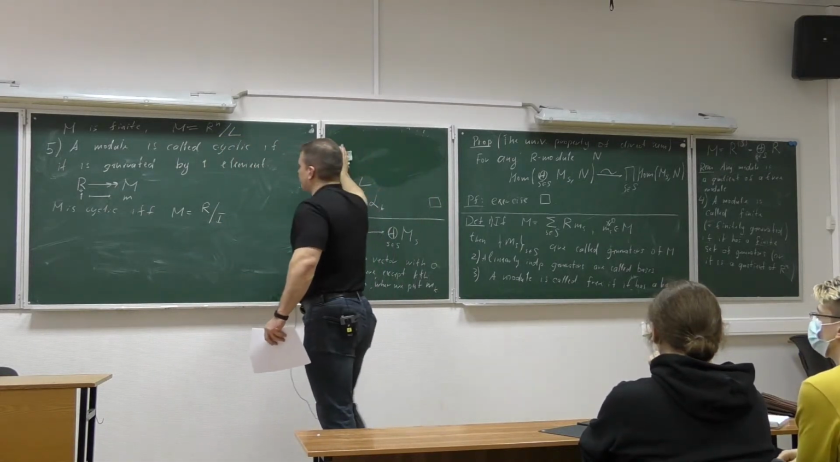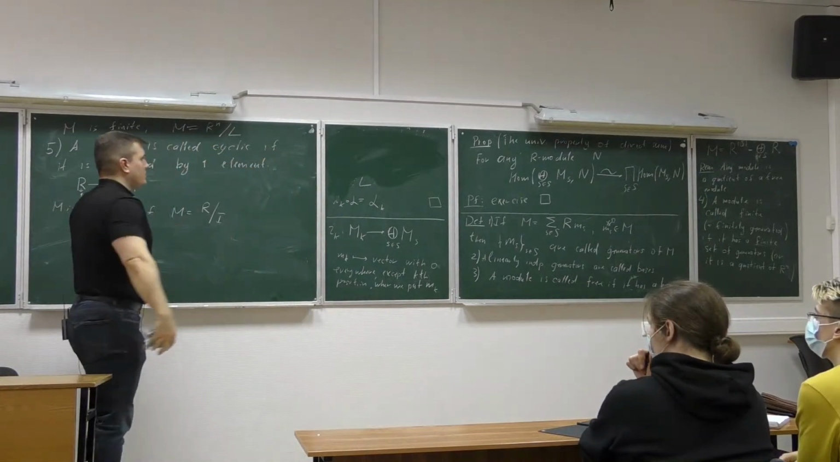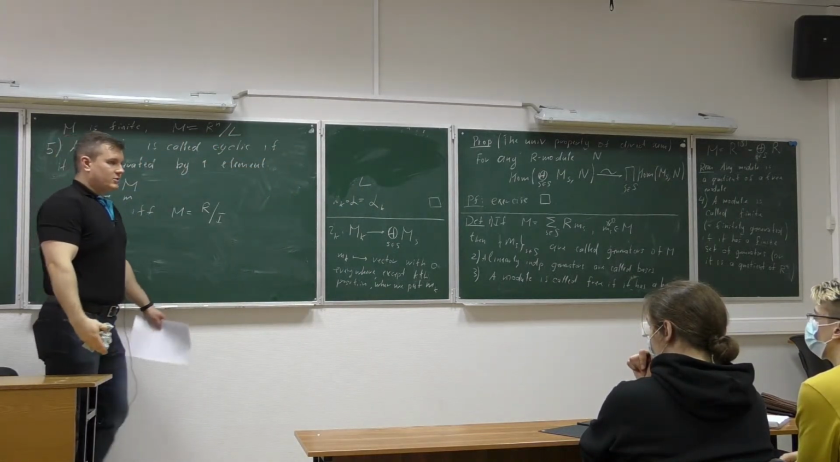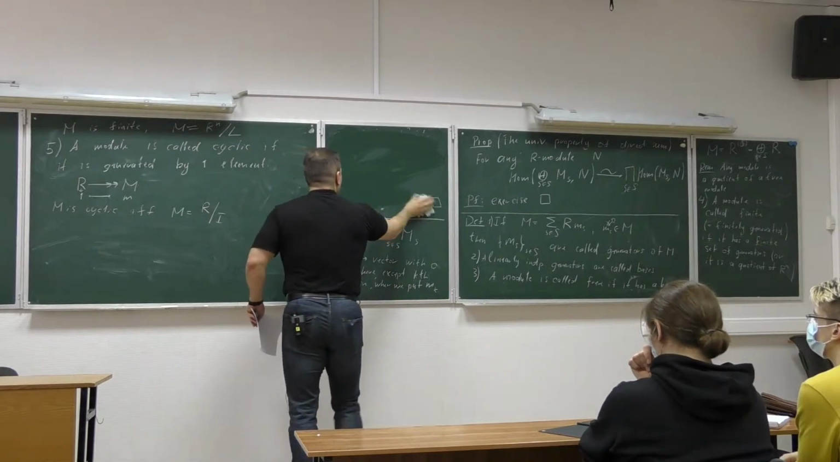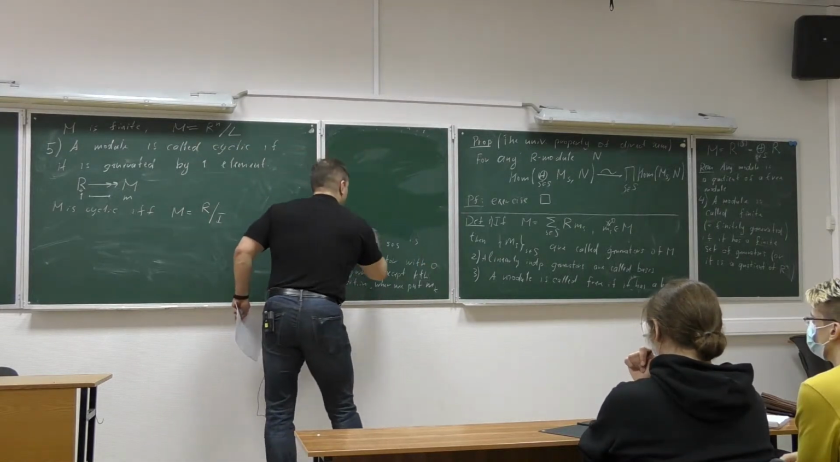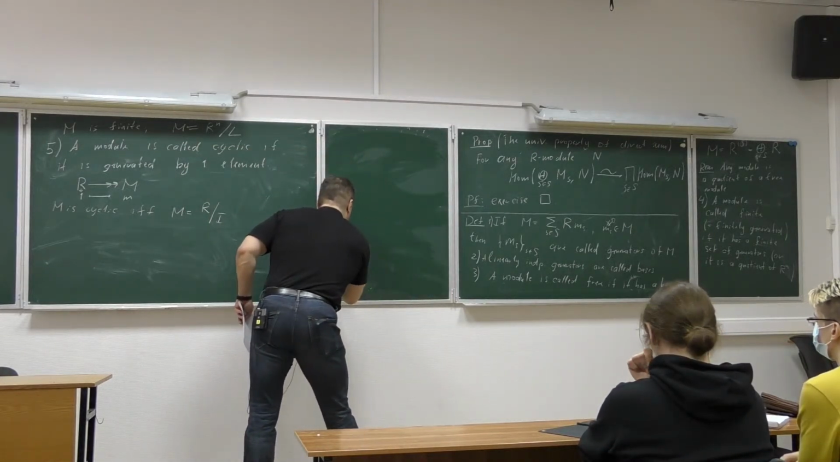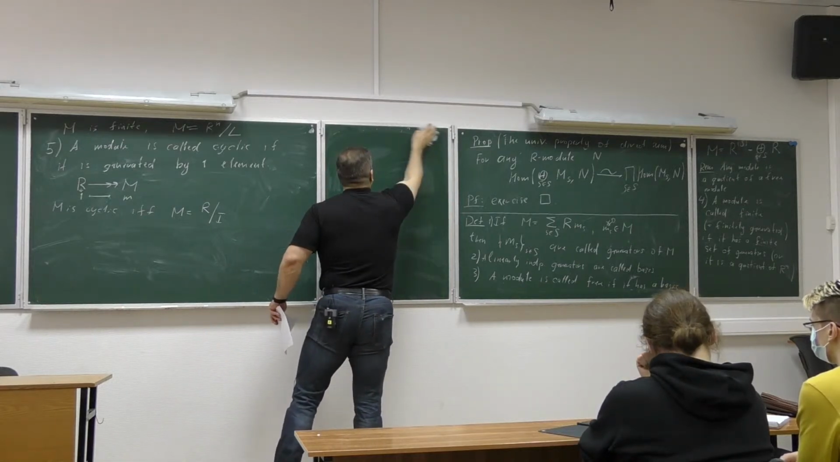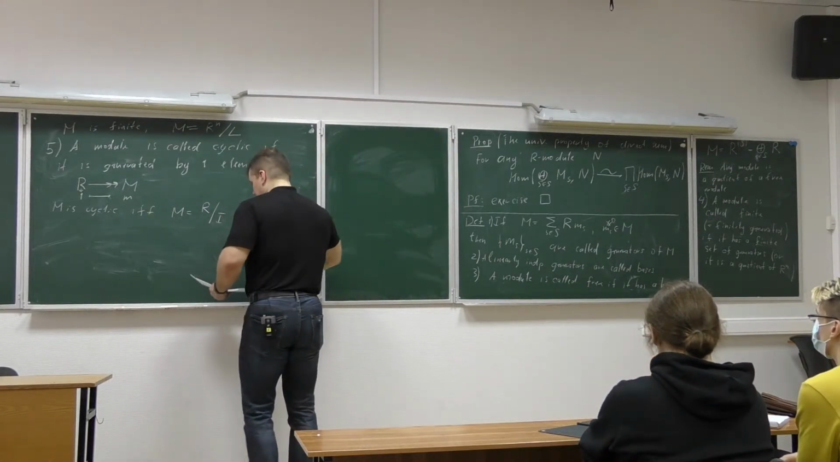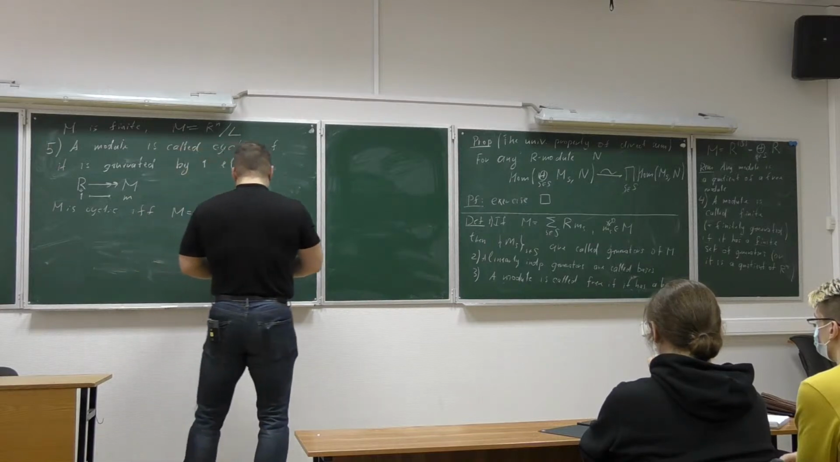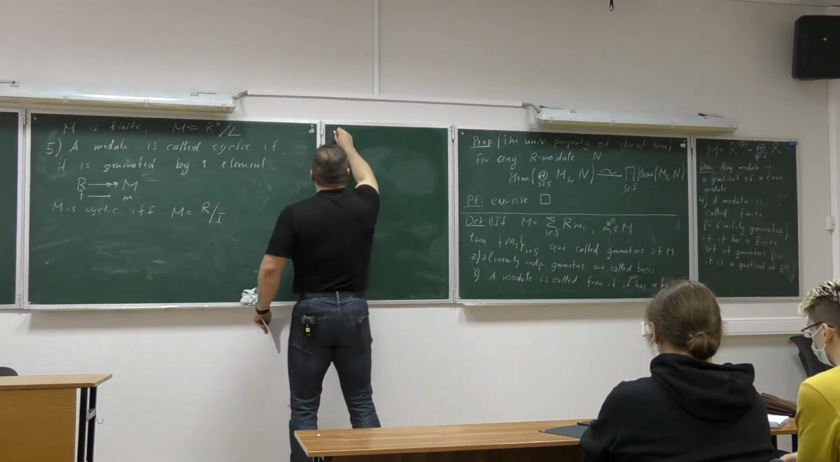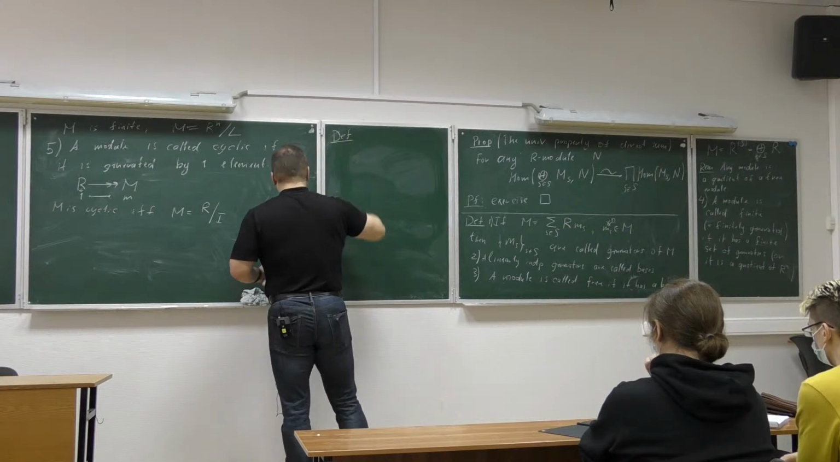So the example that we discussed on this whiteboard before was an example of a cyclic module. It was generated by one element. Okay, next definition.